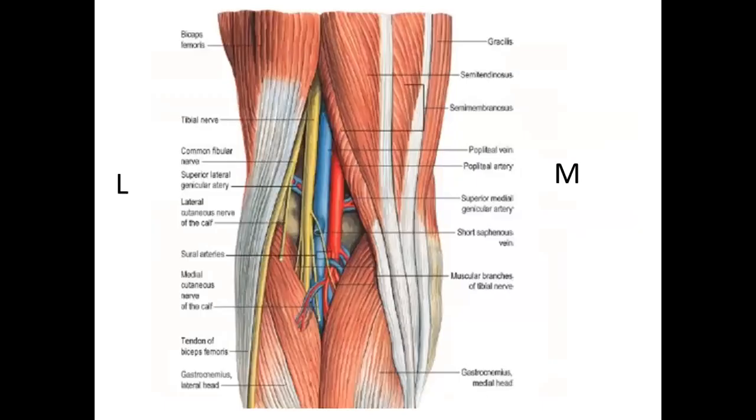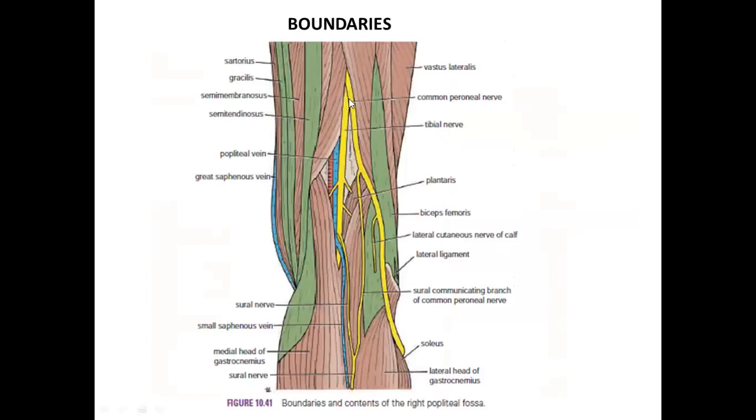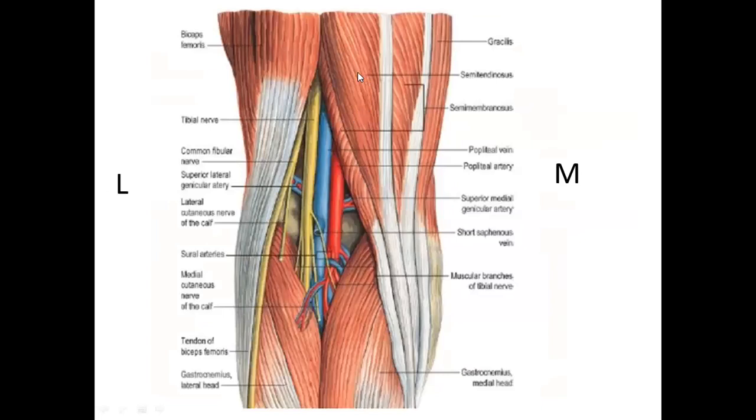So these were the boundaries, the floor, and the roof of the fossa. To revise it again, we will see that the fossa is bounded superomedially, you can see here, by the semimembranosus and the semitendinosus, then superolaterally by this muscle, the biceps femoris, inferomedially by the medial head of the gastrocnemius, and inferolaterally by the lateral head of the gastrocnemius.